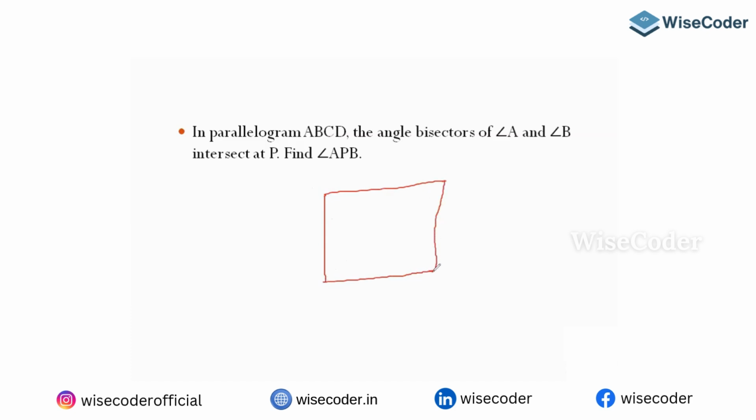Yeah, when I draw a parallelogram, this is A, this is B, and this is C, and this is D. Let's take this as P. So they were intersecting. So this is angle A bisects angle B. This is angle A and this is angle B.